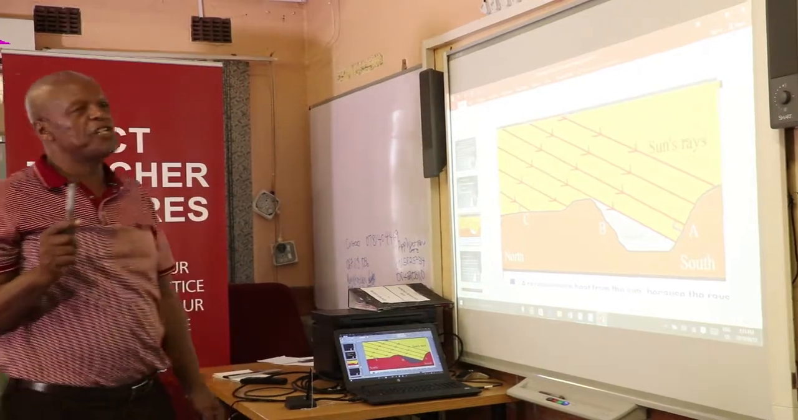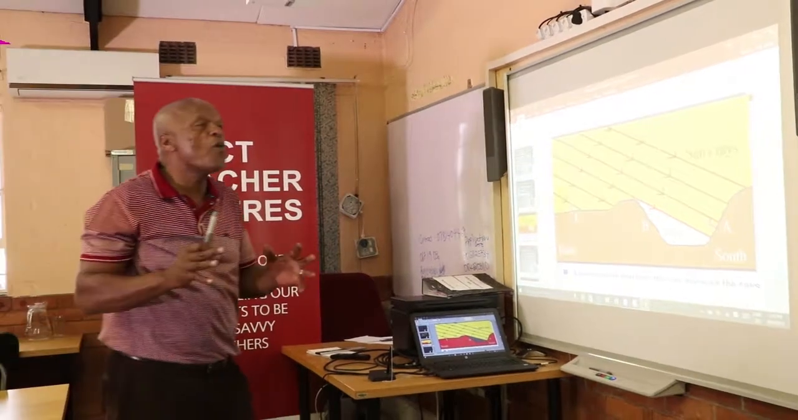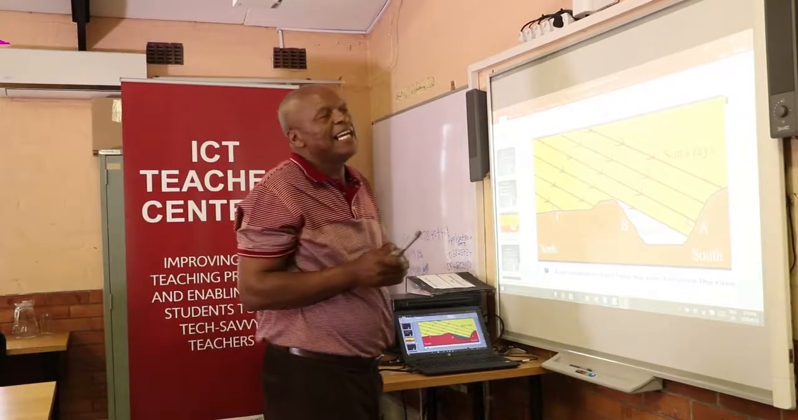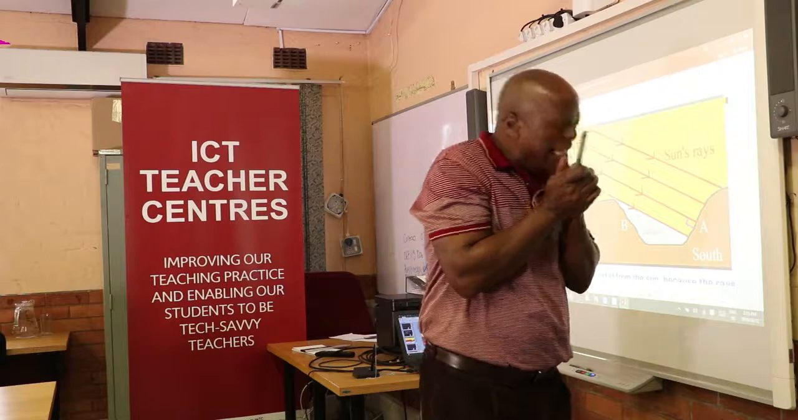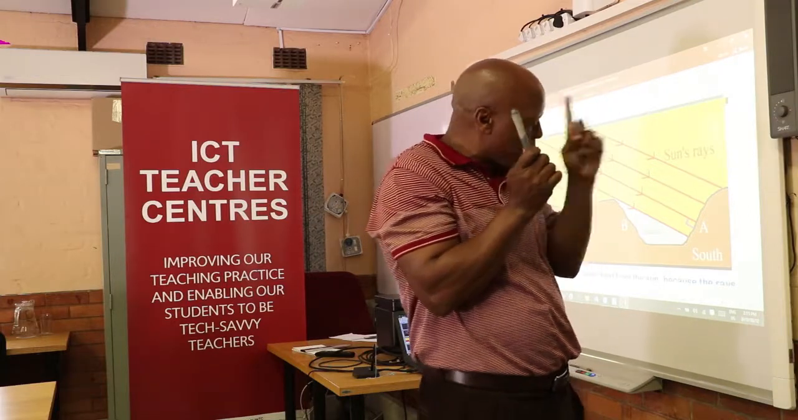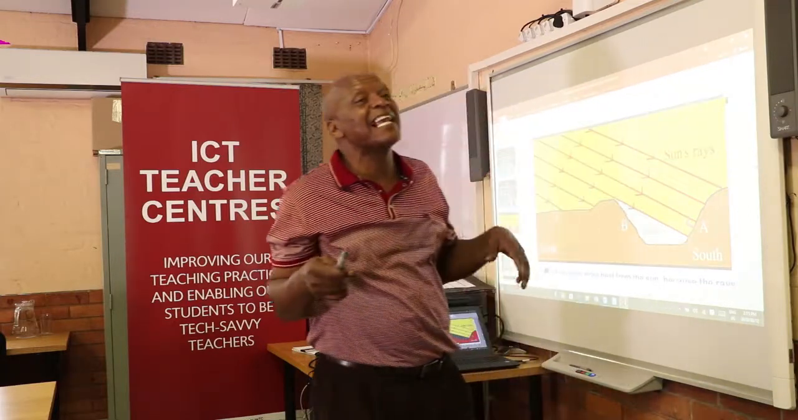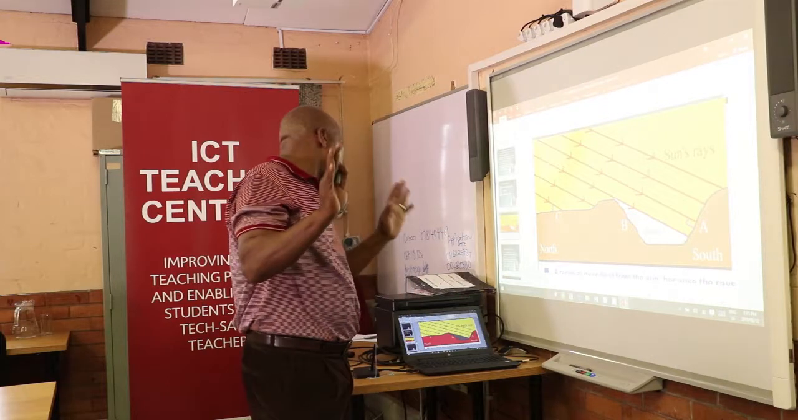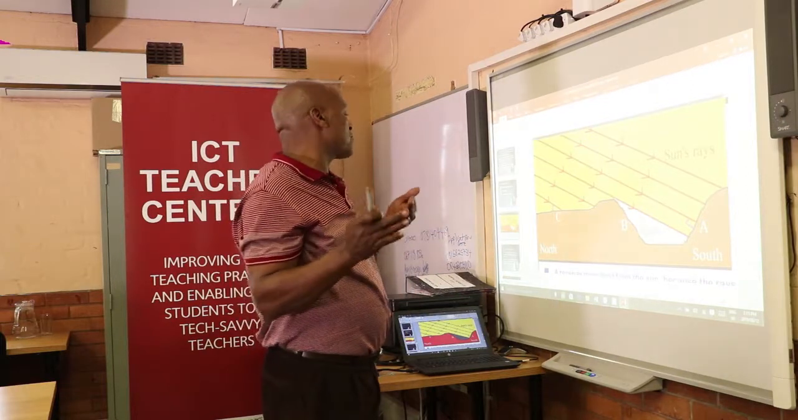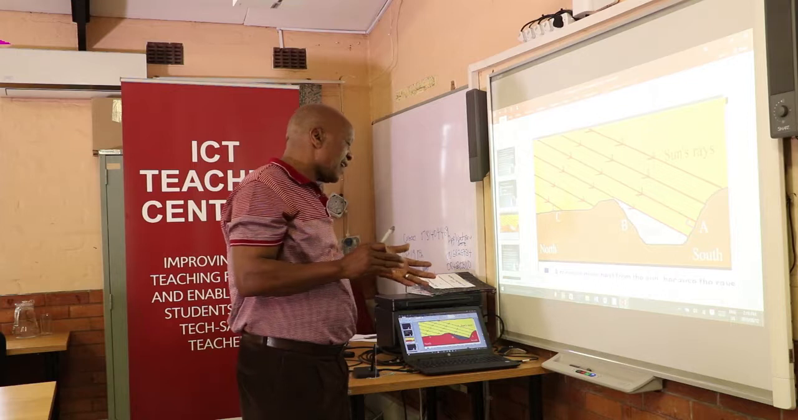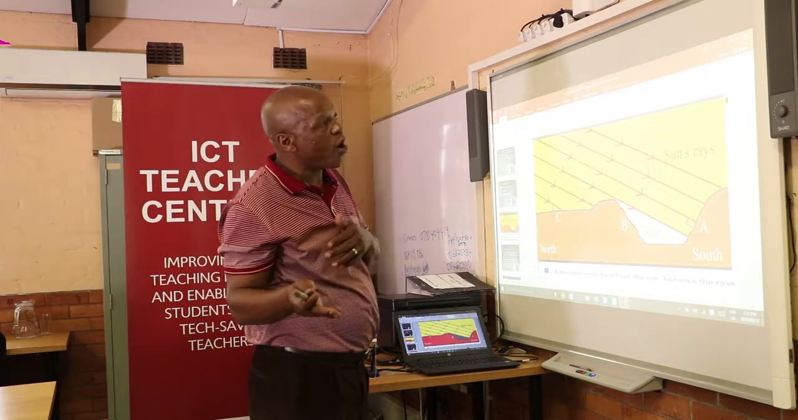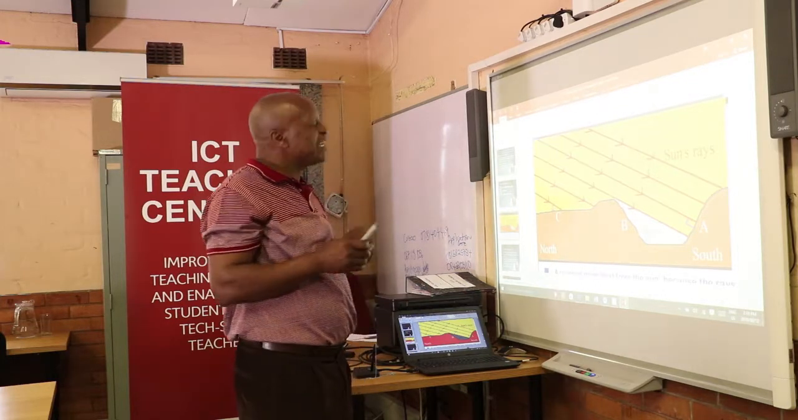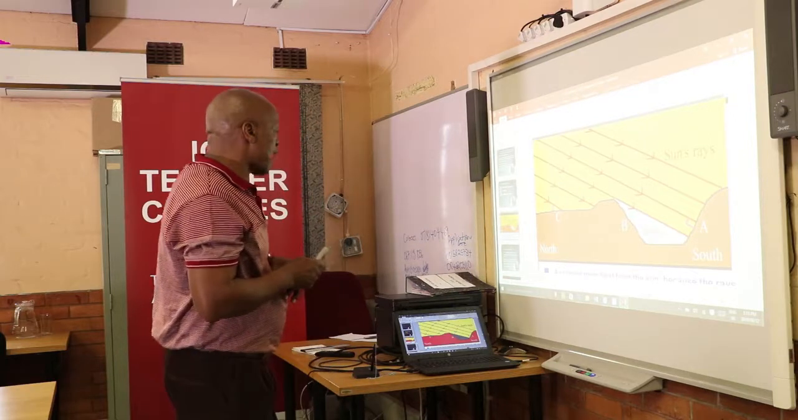The aspect definition is the side of the slope that faces the sun. It has got nothing to do with the angle. Once they put angle, it becomes wrong. I know some of the books, they say it's the angle at which the sun rays strike. No, it's the side of the slope that faces the sun. It receives more insolation. And then the one on the shadow side.